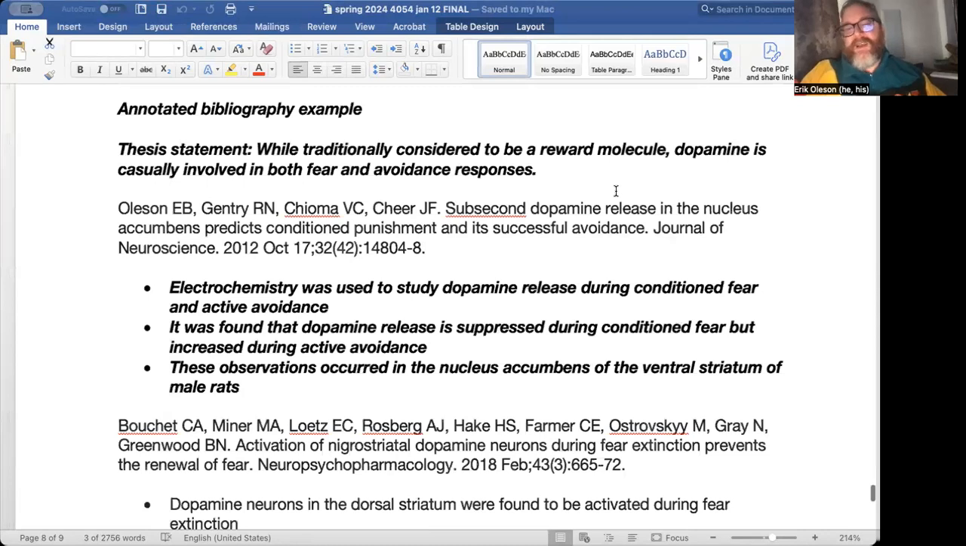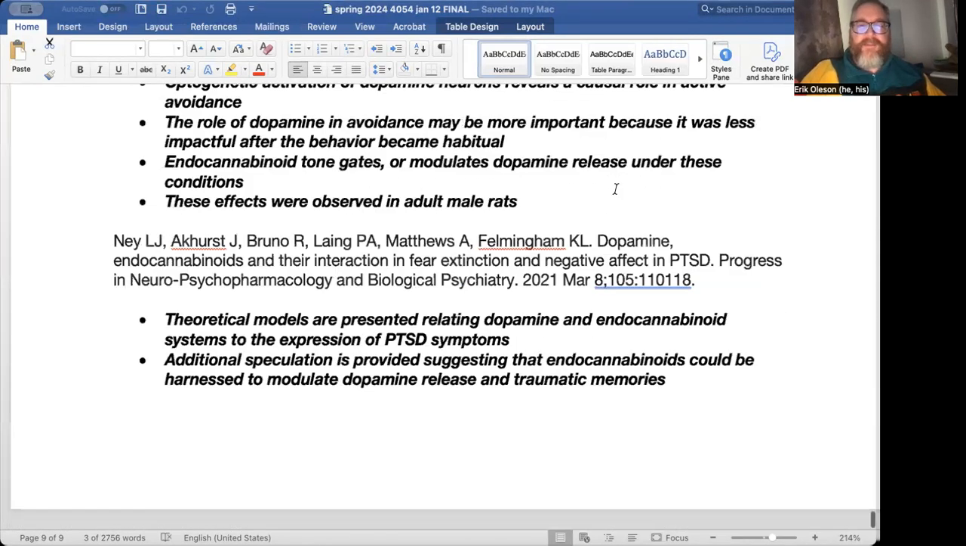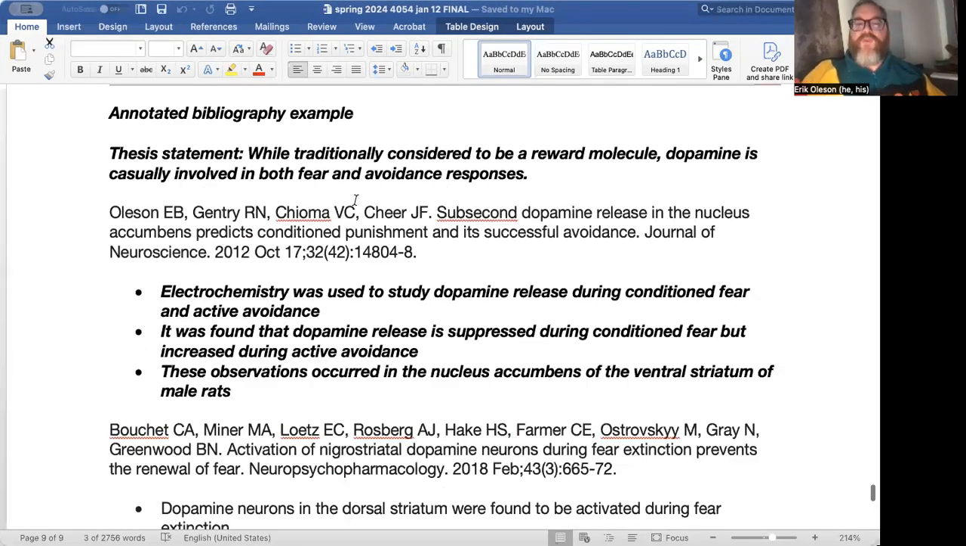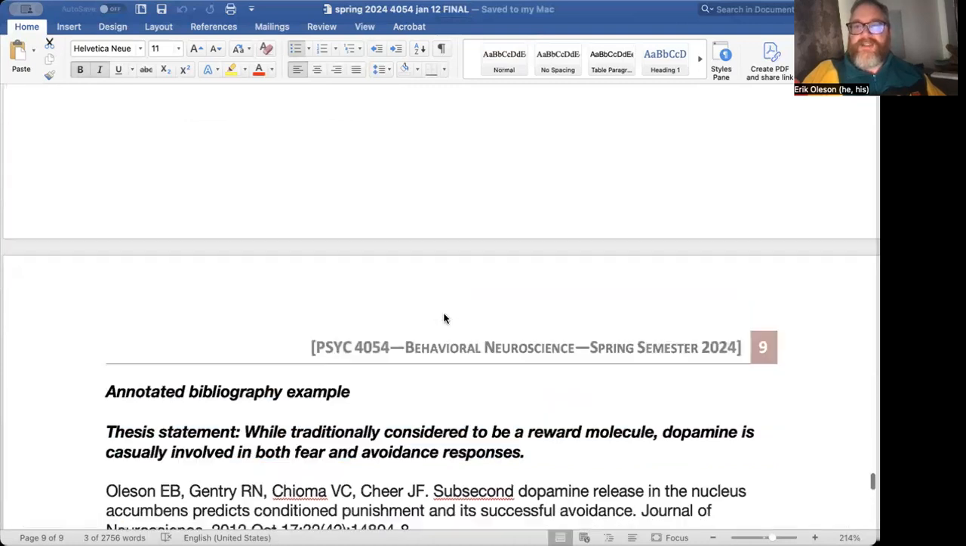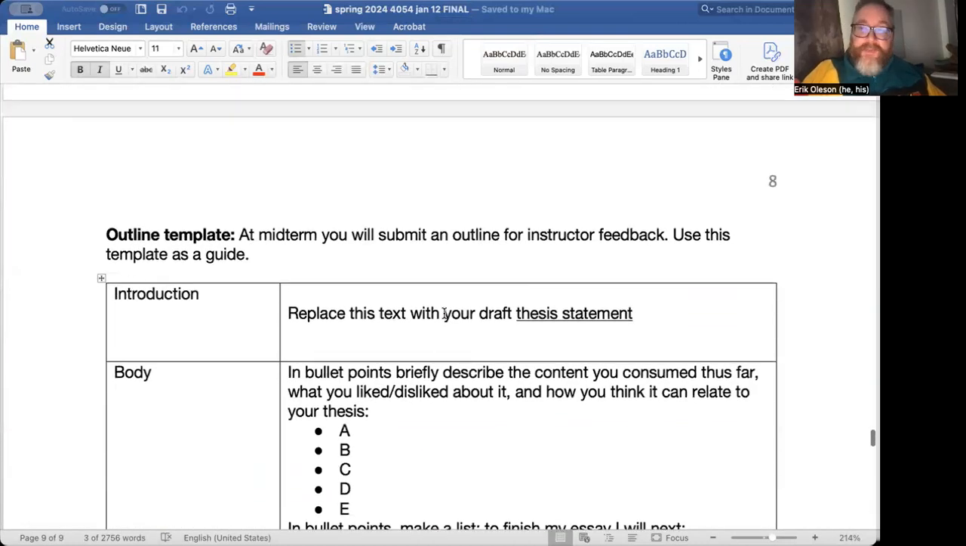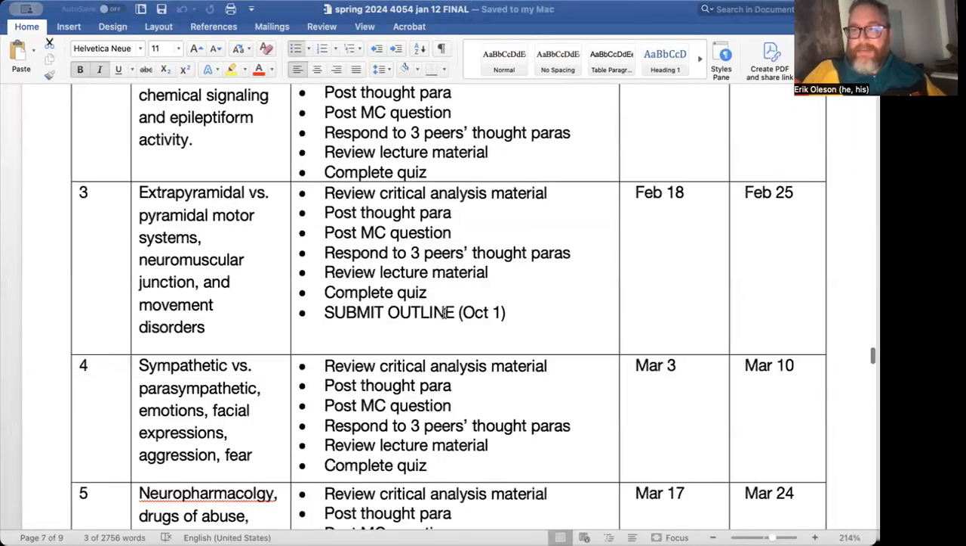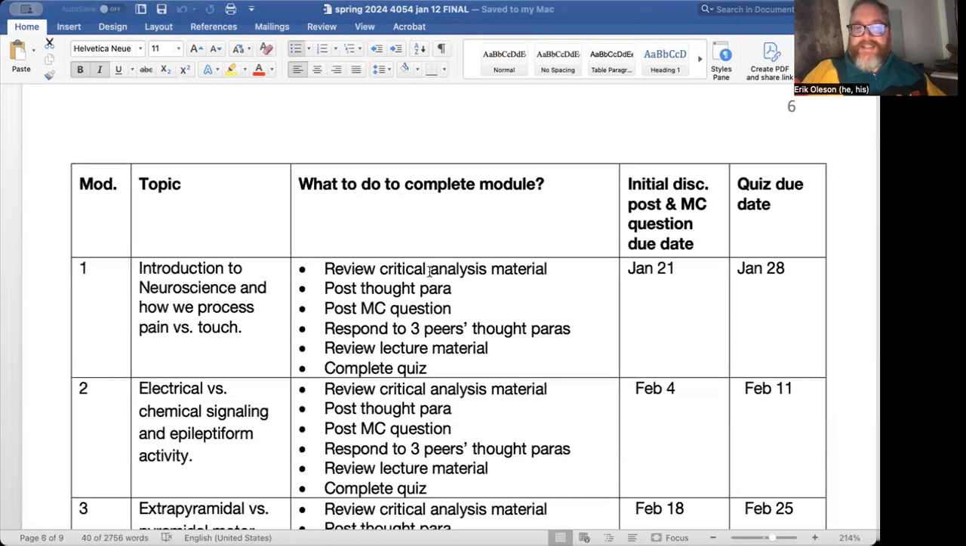And then here's a representative annotated bibliography. This is what I would be looking for here: at least 4 peer-reviewed references with a few bullet points summarizing what you have. And I would like both of those submitted, and you would at least have received feedback on the outline before you start writing the essay.